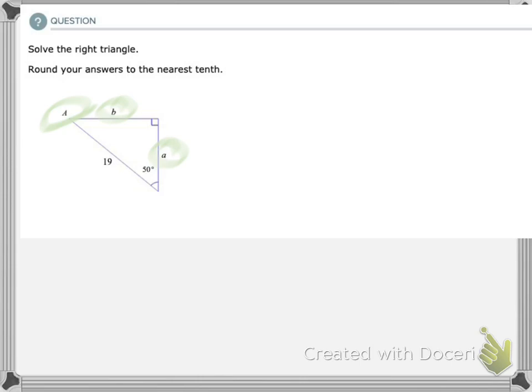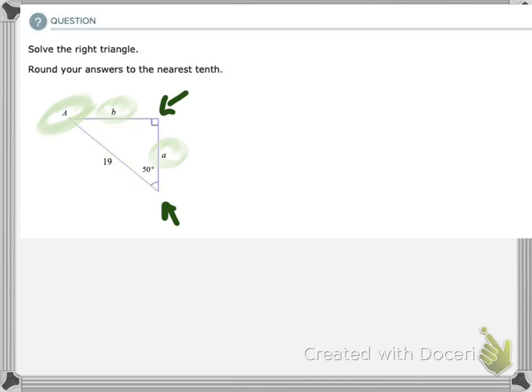We know that this angle right here is a right angle because it is marked. It is labeled as a right angle. And then we have the measure of this angle here, and it is 50 degrees. So what I would do first is I'd probably go ahead and find out this angle A. I'd find out the measurement for this angle A right here.